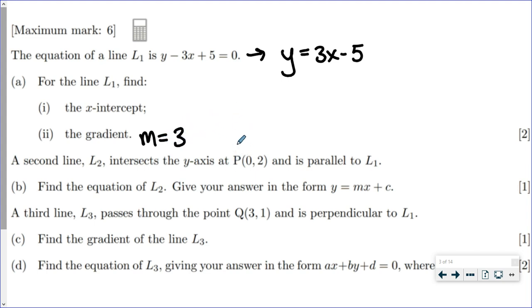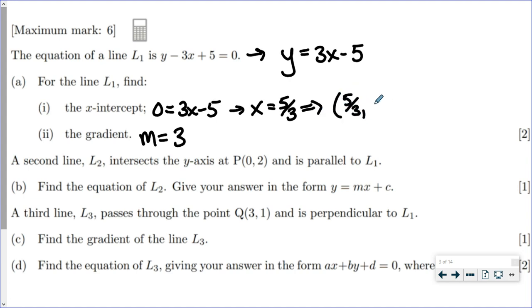To find the x-intercept, we plug 0 in for y and solve. So 0 is equal to 3x minus 5. I would add 5, divide by 3, right? So x is equal to 5/3. So again, as my intercept, that would be 5/3, 0.